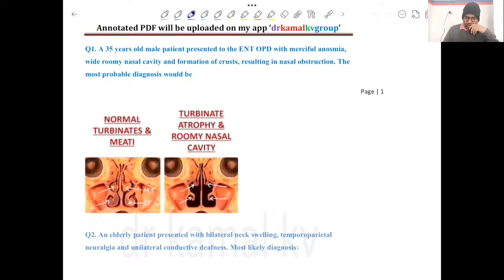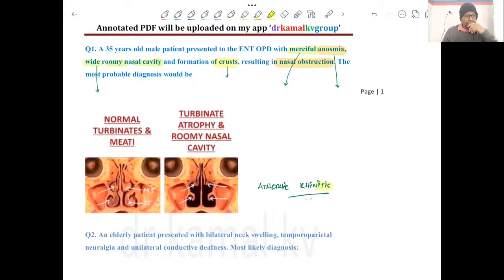So starting with the very first question: a male presented with merciful anosmia, and there is a wide roomy nasal cavity, and there is formation of crust and nasal obstruction. Now, I think the moment you have these keywords with you, most of you will be in a position to answer this question absolutely right. So, the moment you have the words merciful anosmia, and wide roomy nasal cavity with crust leading to nasal obstruction, the answer is pretty clear. This condition is atrophic rhinitis. Clear? This is atrophic rhinitis.